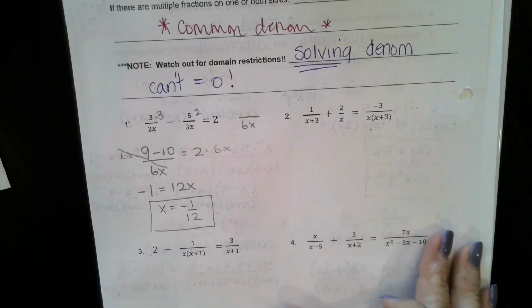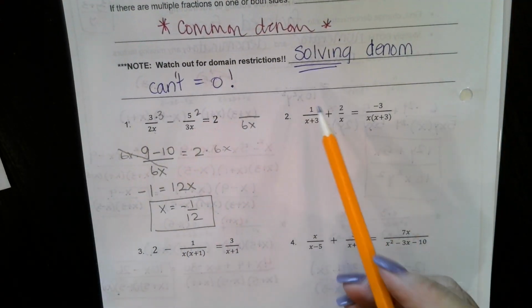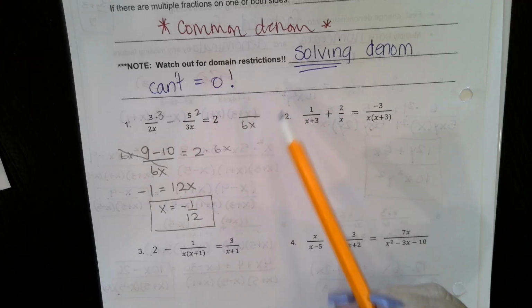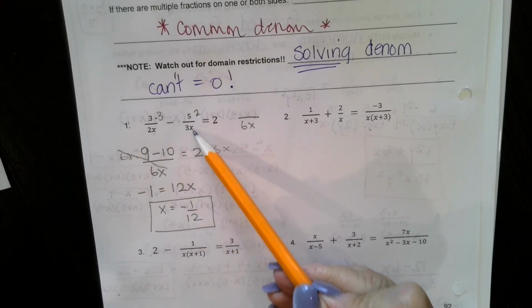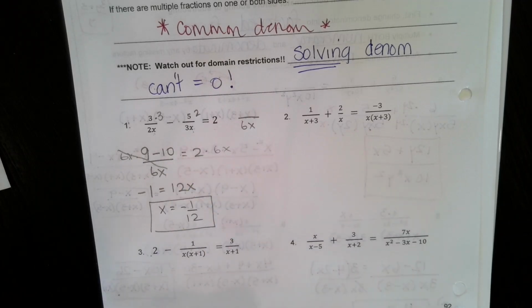Now when it says check for the denominator, domain restrictions, I can't have a denominator equal to 0. So if I put in negative 1/12 here or negative 1/12 here, I'm never going to get 0. So I know that that's right.